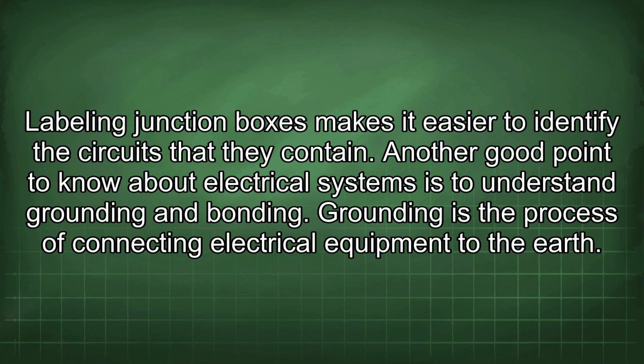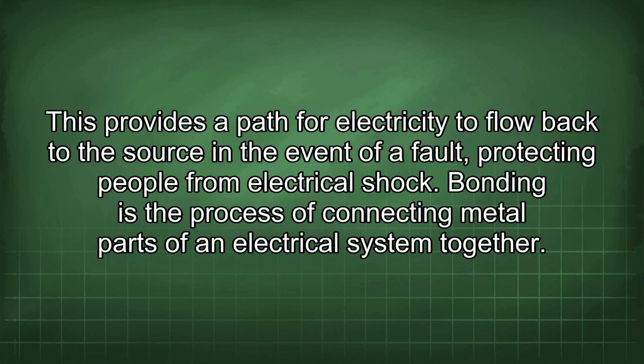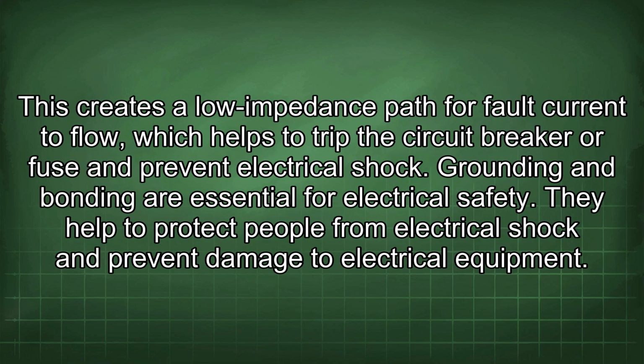Another good point to know about electrical systems is to understand grounding and bonding. Grounding is the process of connecting electrical equipment to the earth. This provides a path for electricity to flow back to the source in the event of a fault, protecting people from electrical shock. Bonding is the process of connecting metal parts of an electrical system together. This creates a low impedance path for fault current to flow, which helps to trip the circuit breaker or fuse and prevent electrical shock. Grounding and bonding are essential for electrical safety. They help to protect people from electrical shock and prevent damage to electrical equipment.